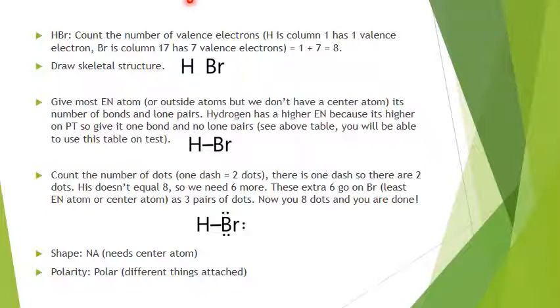Okay, so we start out with HBr. What you do is you count the number of valence electrons. Hydrogen has 1, bromine has 7. You add them together, they have 8. Okay, so bromine is in the 17th column, so it has 7 valence electrons. Draw a skeletal structure.